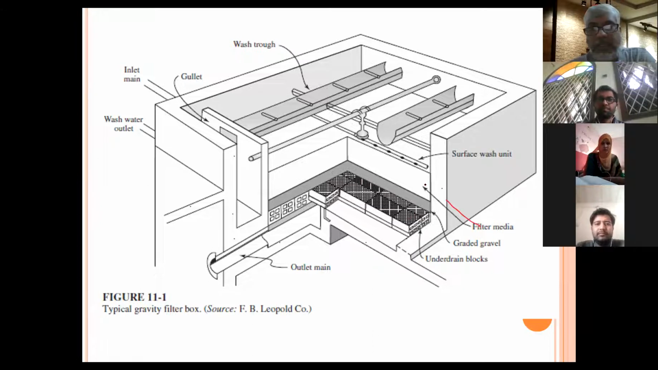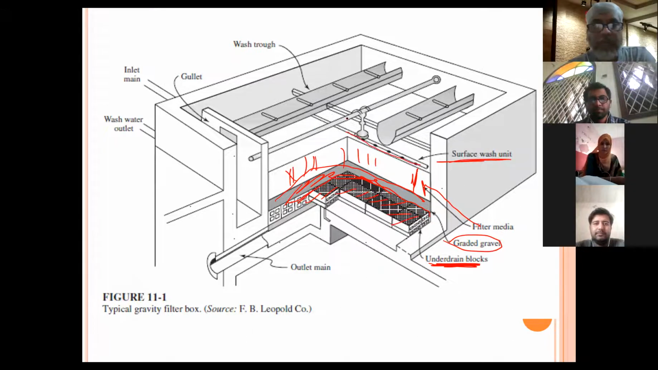We have filter media here. Filter media is placed on graded gravel. So this is graded gravel. Here you can see a layer of graded gravel, which is sitting on underdrain blocks. So these are underdrain blocks, and this is the media. And over here is the wash unit, and water goes through this media and then goes out. So this is the basic structure.